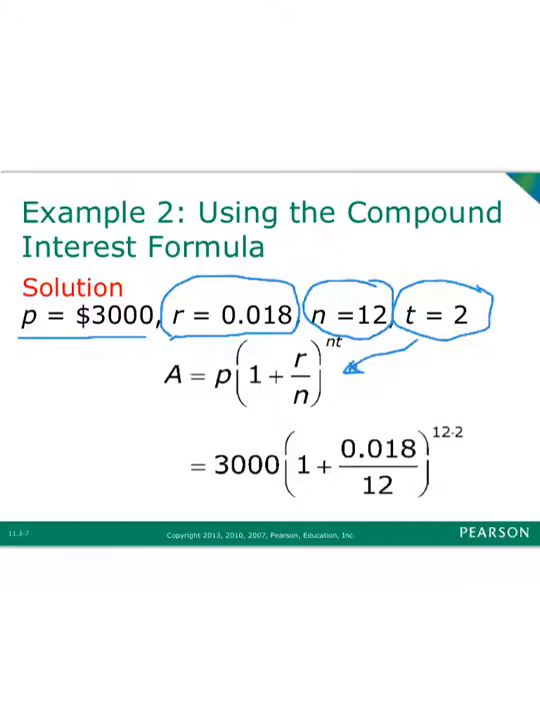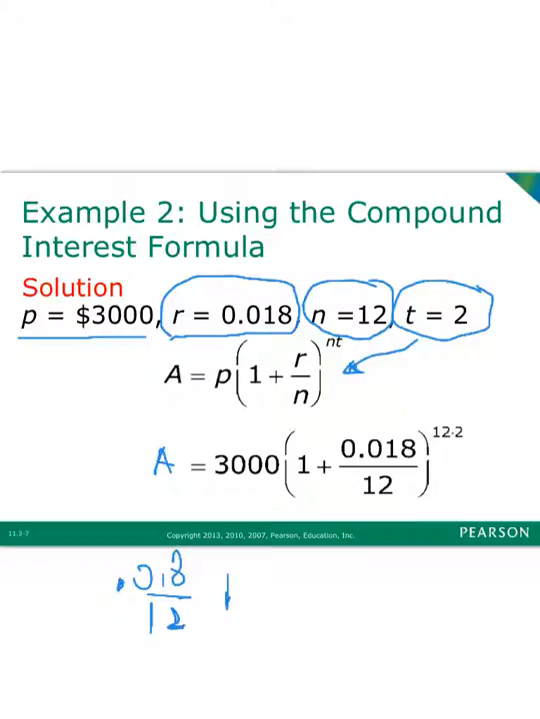So we plug all this into our formula, and we get A, the amount for 2 years, is equal to $3,000. That's our principal. Times 1 plus 0.018 divided by 12, parentheses, raised to the 12 times 2 power. So when you put this in the calculator, what you will do first, typically, is you would do the 0.018 first, and you divide it by 12. So that's what you would do in the calculator first.